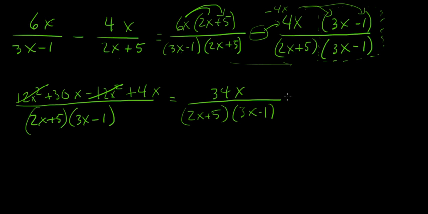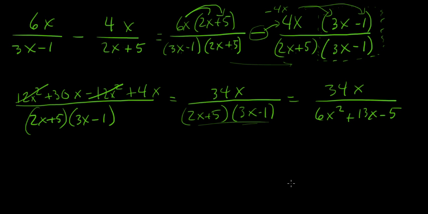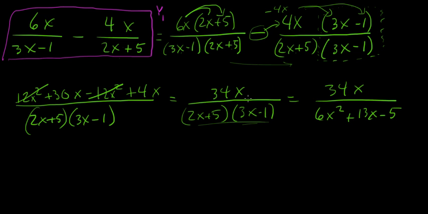Now, if I want to, I can multiply out the denominator, and I've got 6x squared plus 13x minus 5. Now, I'm going to show you a neat little trick. I'm going to put this into my calculator as y1, and I'm going to put this into my calculator as y2, because this is an excellent way to check to see if you've done this correctly. And I've already done this.